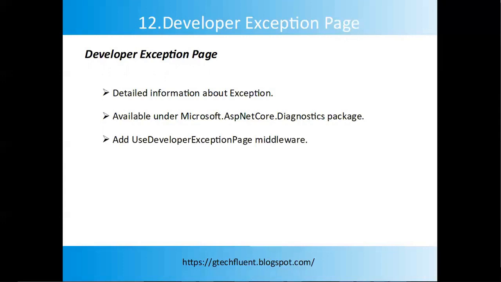So we need to enable the developer exception page only when the application is running under the development environment, because we don't want to share detailed exception information publicly when apps run under the production environment. So now let's switch to Visual Studio and understand how to use the developer exception page.